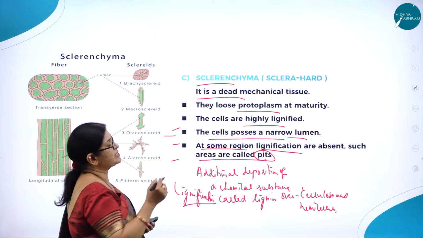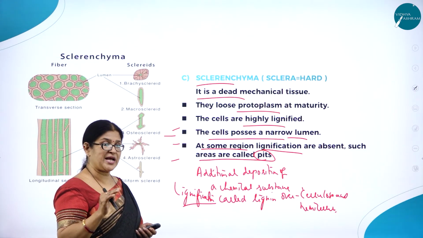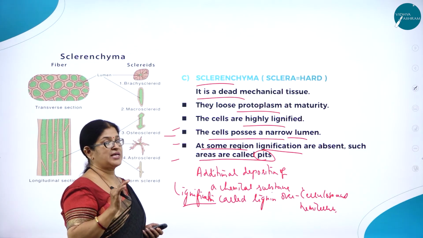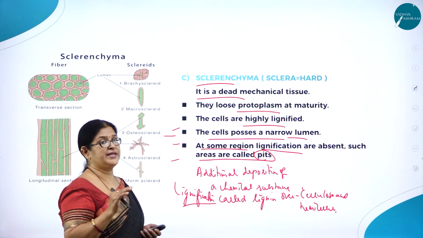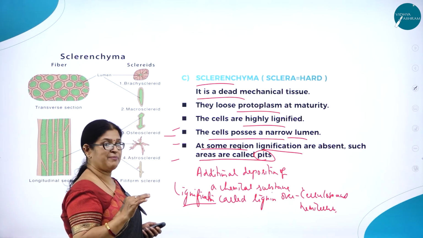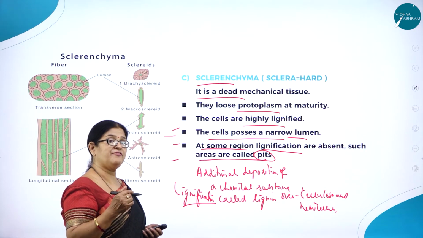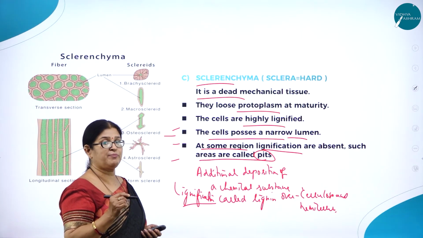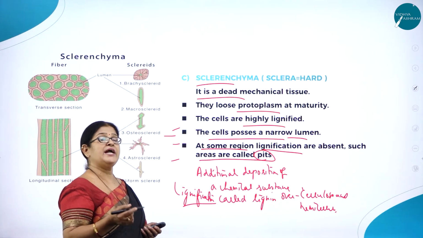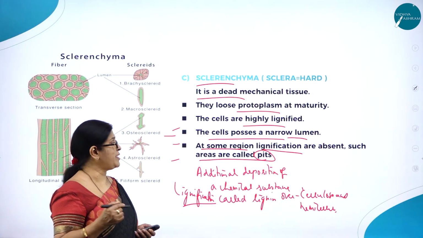Pits. So I repeat, sclerenchyma is the third type of simple permanent tissue, which is a dead mechanical tissue. Why is it called dead? Because it loses protoplasm when it attains maturity, hence the name dead, and it gives mechanical support, hence it is called dead mechanical tissue. And the cells are highly lignified. Why are they lignified? Because of the deposition of an additional substance called lignin over cellulose and hemicellulose, and that process of cell wall deposition is called lignification. And it is because of this lignification only it is able to give mechanical support to the plant body.